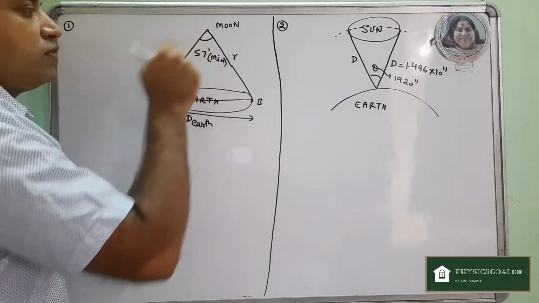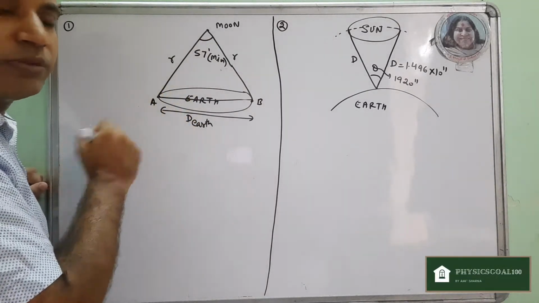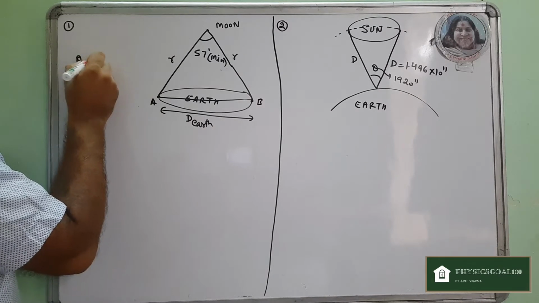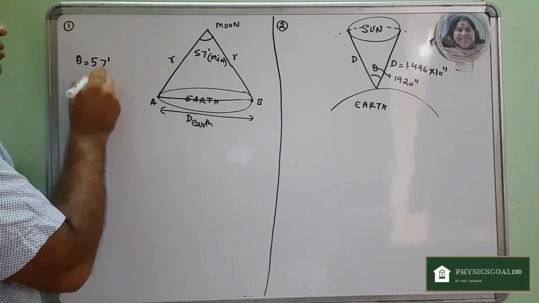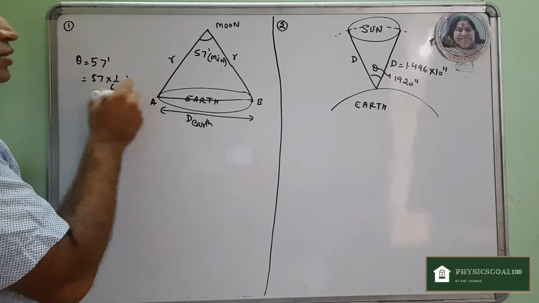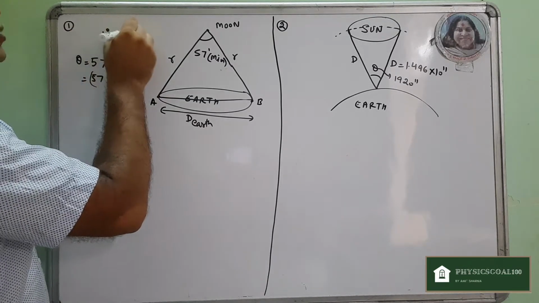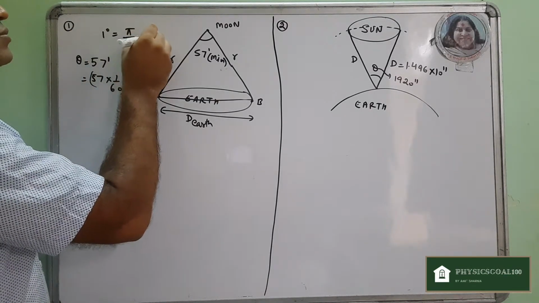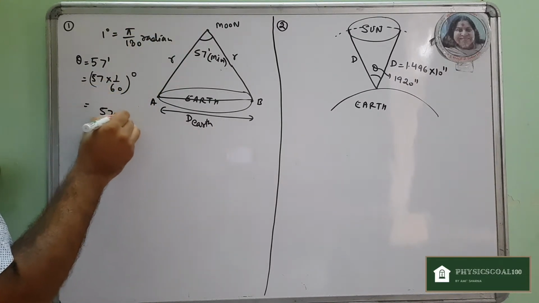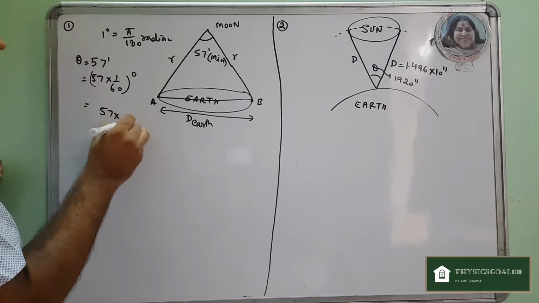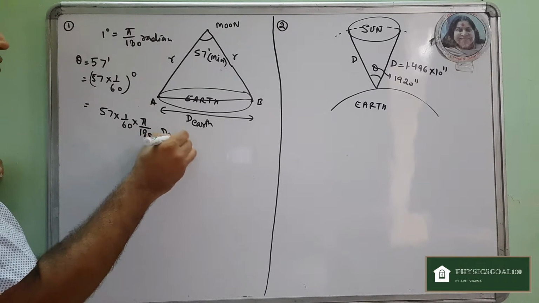पर 57 मिनट्स का एंगल सबटेंड करता है। पहले हमें इस 57 मिनट्स को रेडियन में कन्वर्ट करना पड़ेगा। तो थीटा इज 57 मिनट्स। 57 मिनट्स इज 1/60 डिग्री एंड आई ऑलरेडी टोल्ड यू 1 डिग्री इज π/180 रेडियन। So it is 57 into 1/60 into π/180, that is radian.